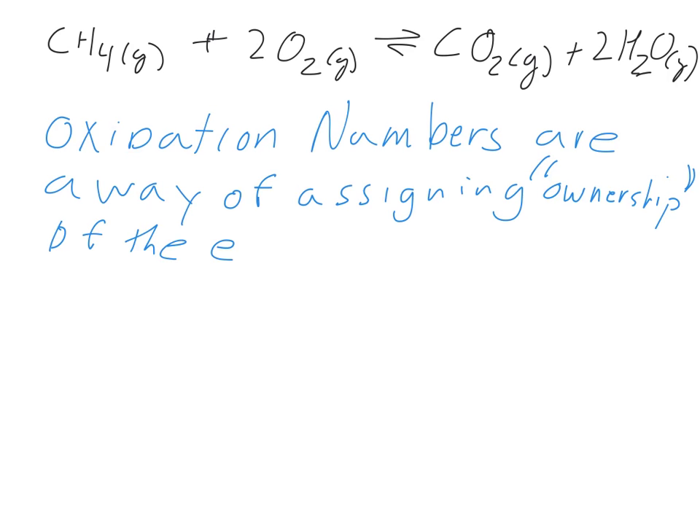Let's look at it in the current context of oxidation numbers. Oxidation numbers are a way of assigning ownership of the electrons in a compound. There are some very easy rules for determining the oxidation numbers of the elements in a compound. And we'll go over those in a second. Why not right now?